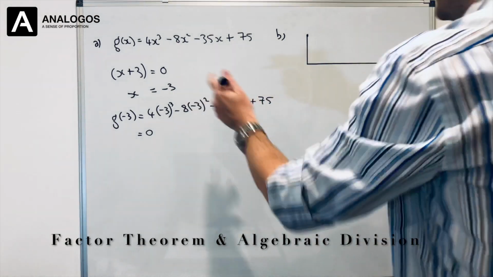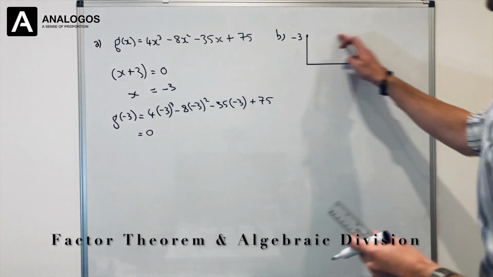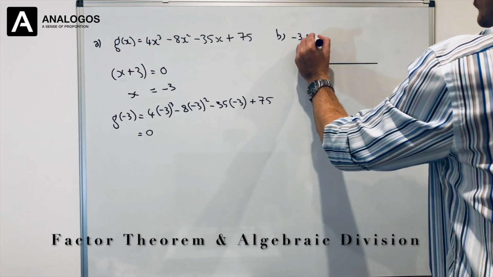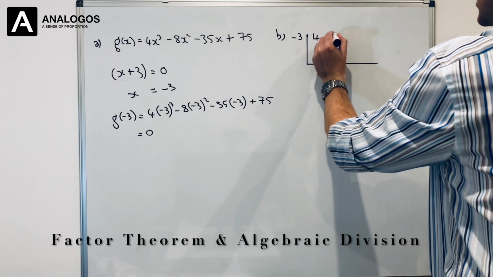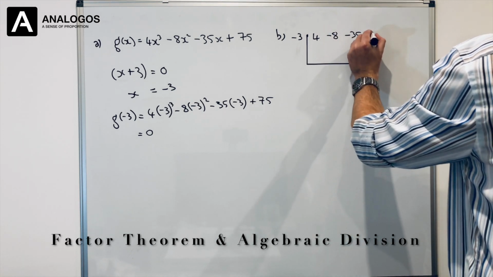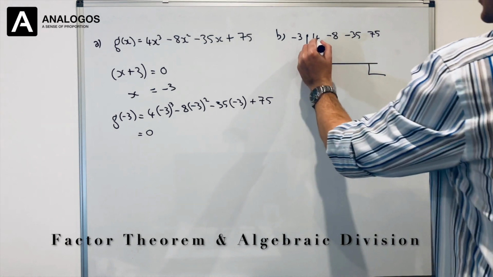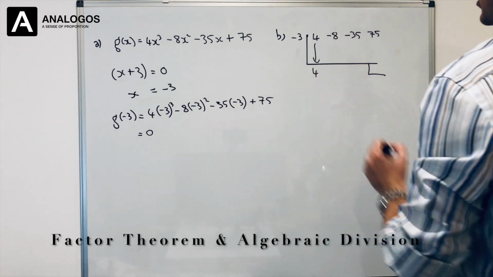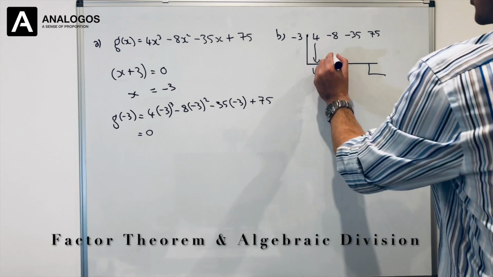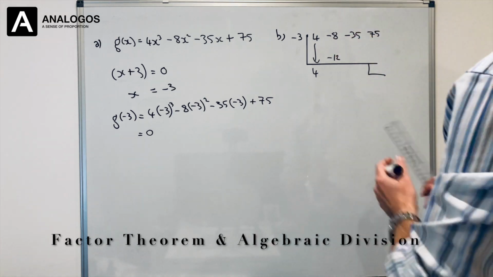We know negative 3 is a factor, and then we put the coefficients along the top again. Okay, so we've got 4, negative 8, negative 35, and 75. And we're hoping for 0 here. So again, you bring the first term down. Negative 3 times 4 would be minus 12. Minus 8 minus 12 would be minus 20.